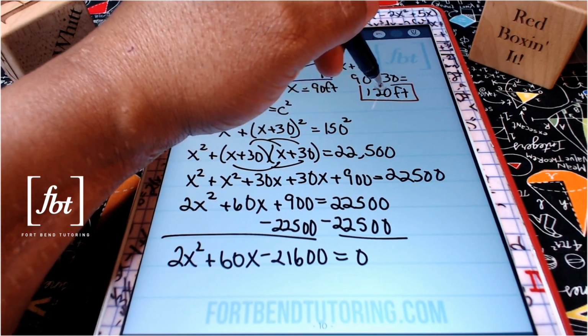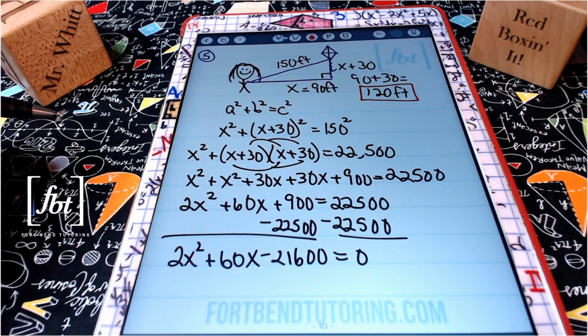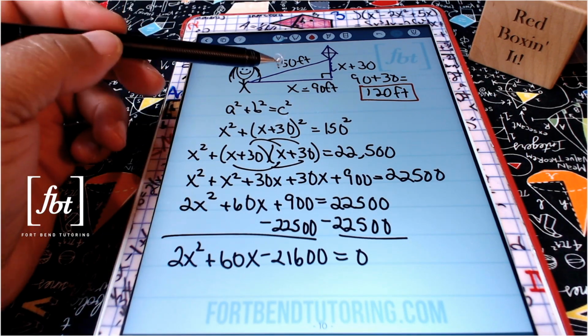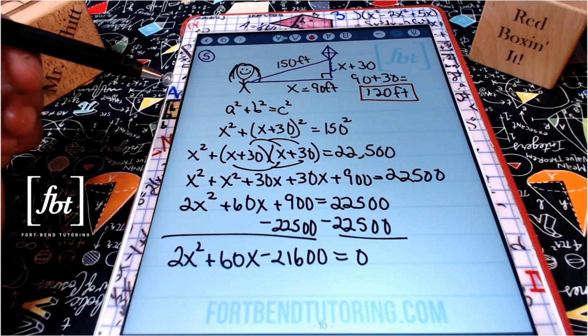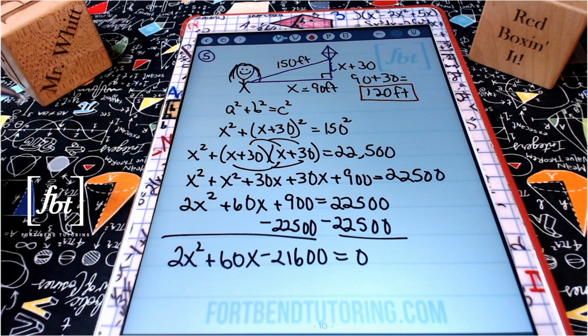The kite is 120 feet high, guys. That is the answer to the problem. And keep in mind that your value of x that you found was just the horizontal distance. It wasn't the answer that they were looking for. So be careful when solving word problems.